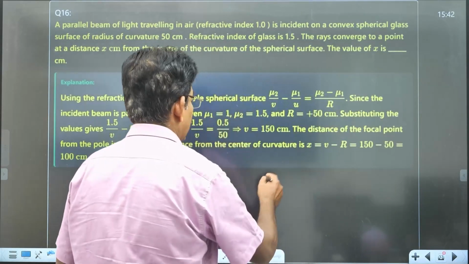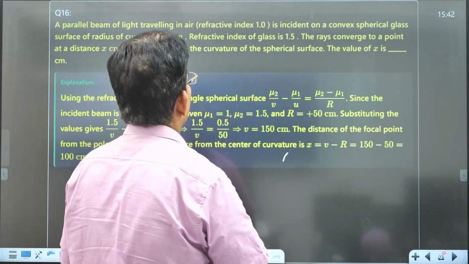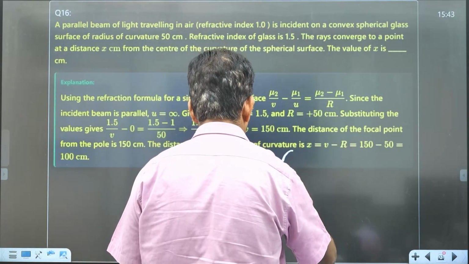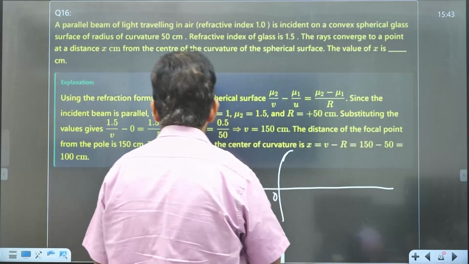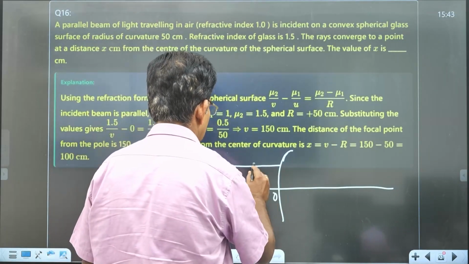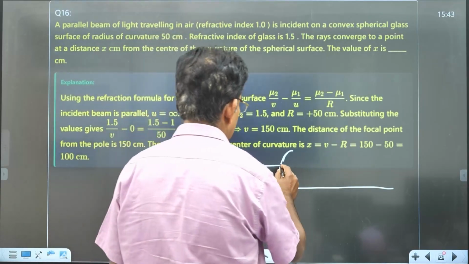Let us draw the diagram. Yes, a light beam traveling from air is incident on a convex spherical glass surface, convex surface. Yes, this is O, but the object is kept as a parallel beam. And it is converging to a point here.